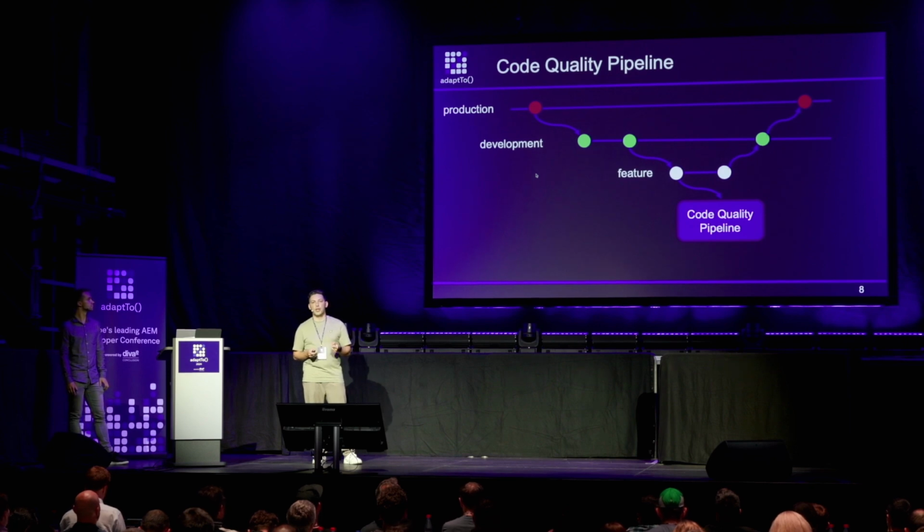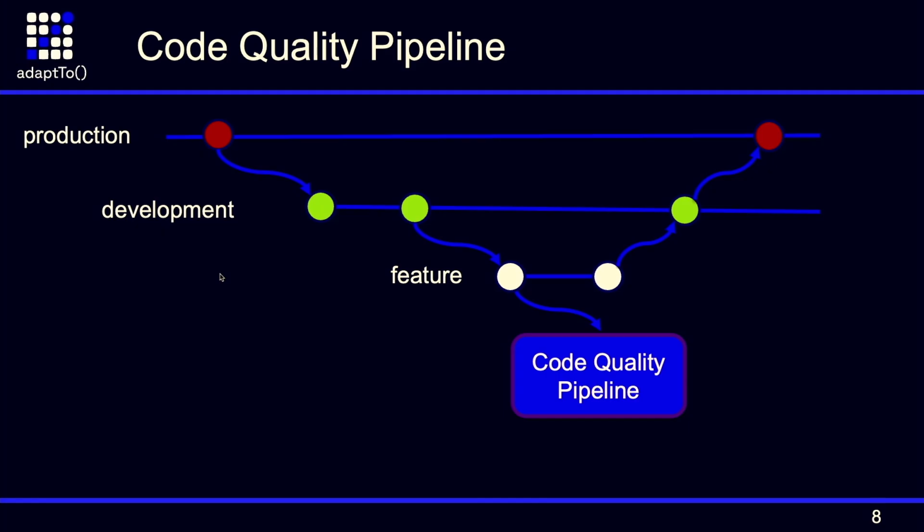Also, you have a code quality pipeline. A code quality pipeline can also be configured in Cloud Manager. The only drawback here is that it's a static branch that gets assigned. There's no branching patterns or whatever, but you can still use it to detect issues on your feature branches.